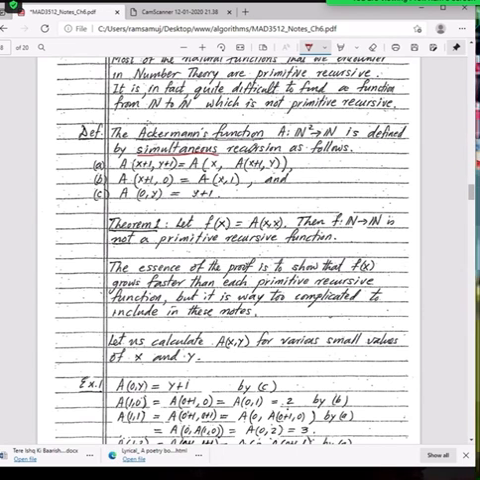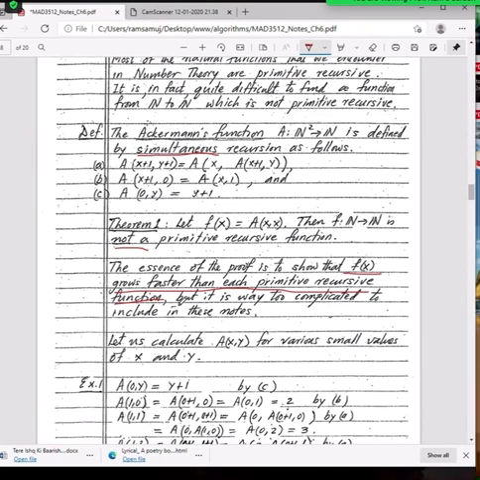Primitive recursion is what is called recursion on the last variable, the y. And it turns out that he defined his function deliberately, because when you put f of x equal to A of x comma x, then this function is not primitive recursive. The essence of the proof is to show that f of x grows faster than each primitive recursive function. So it can't be primitive recursive, because if you grow strictly faster than every primitive recursive function, then you have to grow faster than yourself, which is impossible. But it is way too complicated to include in these notes, and even in a textbook.